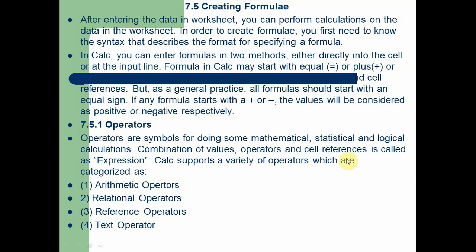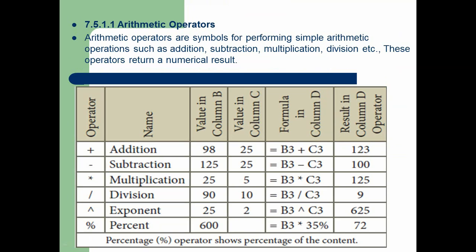There are four types of operators in OpenOffice Calc: arithmetic operator, relational operator, reference operator and text operator. This is a very simple thing, creating a formula. The first type, the arithmetic operator, does mathematical operations like addition, subtraction, multiplication and division. Here you can see the different operator symbols: plus, minus, asterisk, slash, exponent, that is the caret symbol, and percentage. So plus simply adds the numbers of two cells.